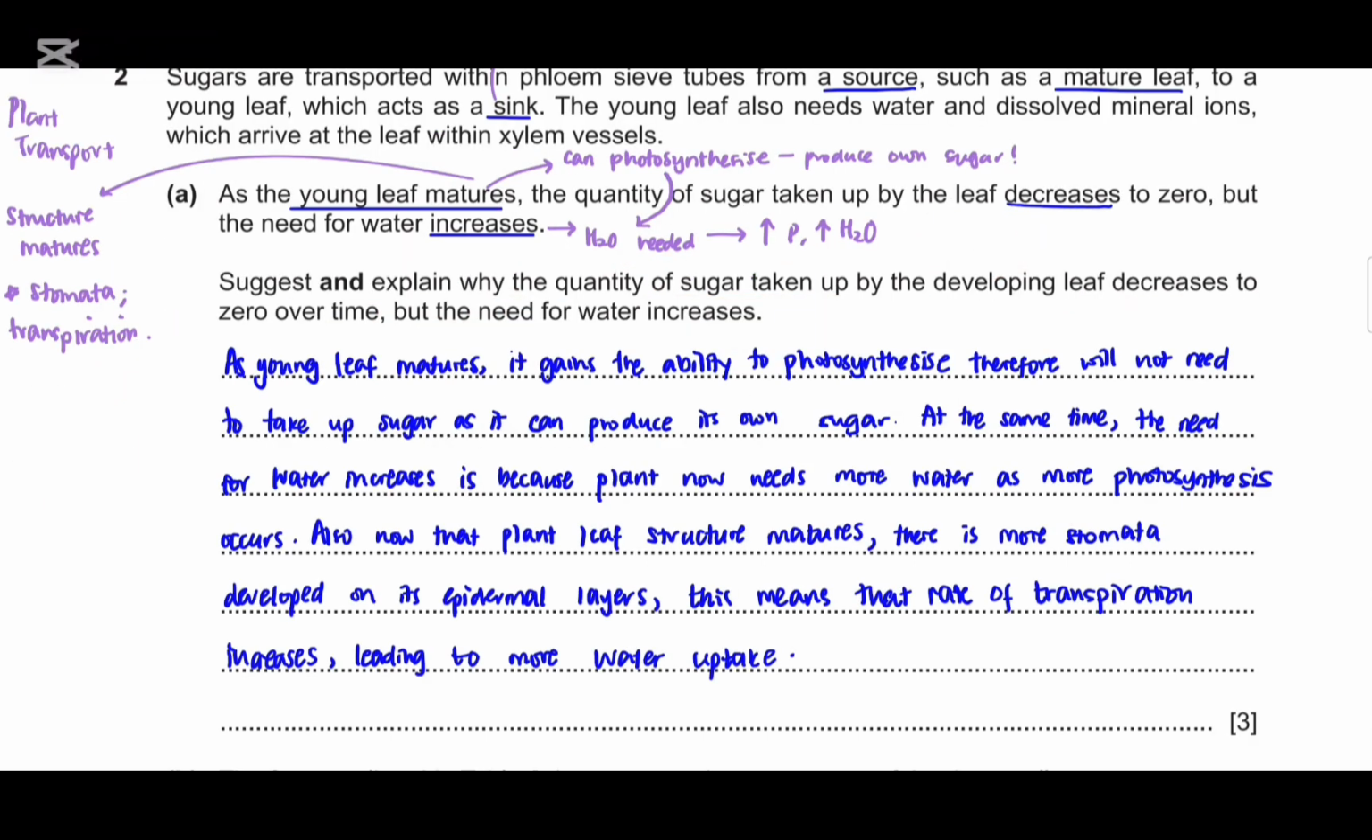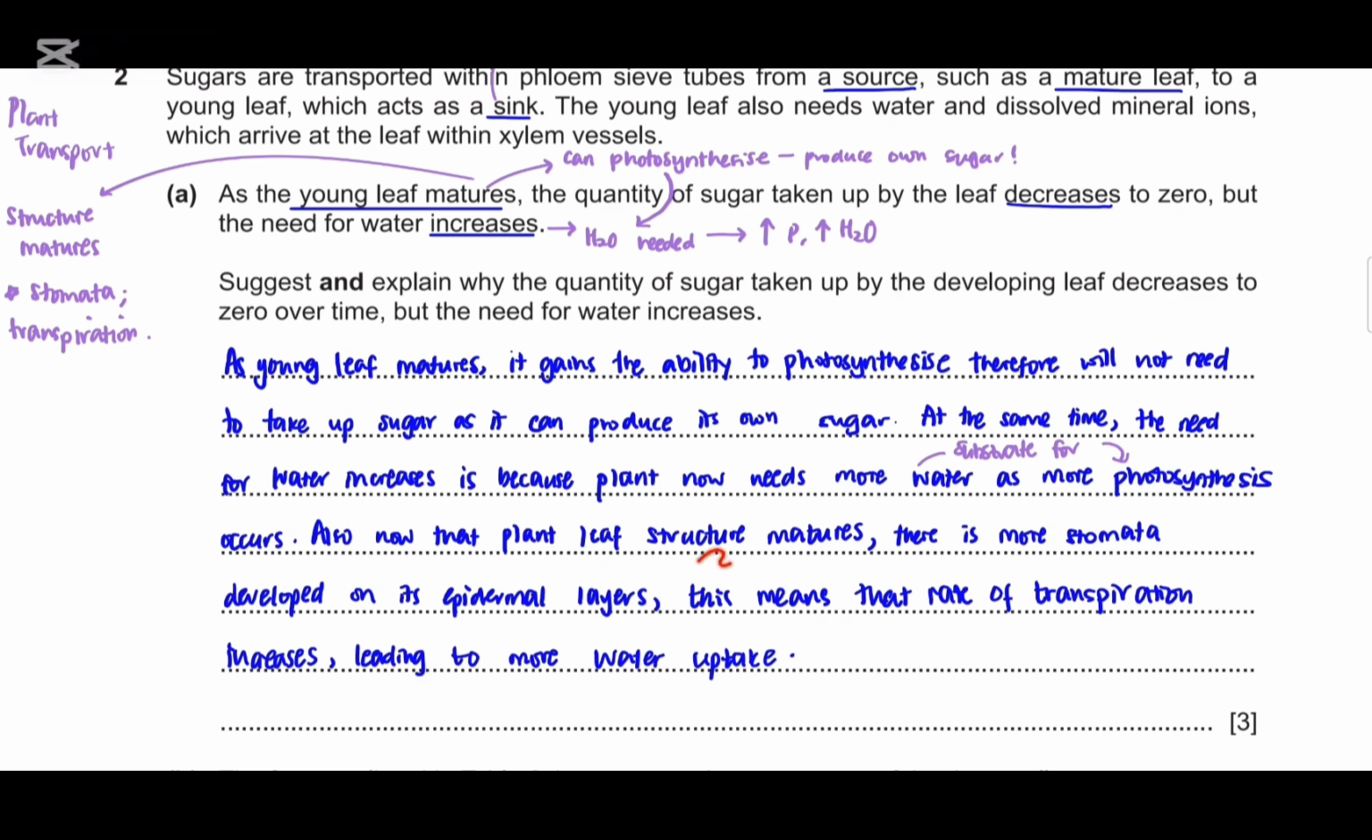Now please read through the answers that I have written here, including all the points that I've just described. As the young leaf matures, it gains the ability to photosynthesize. Therefore, it will not need to take up sugar because it can produce its own sugar. That's why the sugar decreases to 0. At the same time, the need for water increases because the plant now needs more water as there is more photosynthesis. Remember, water is the substrate for photosynthesis.